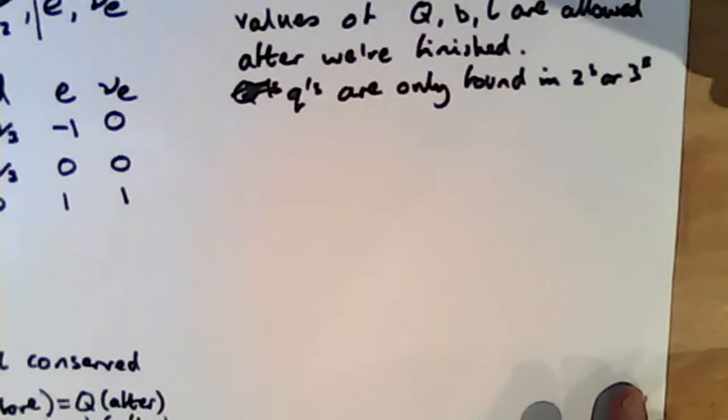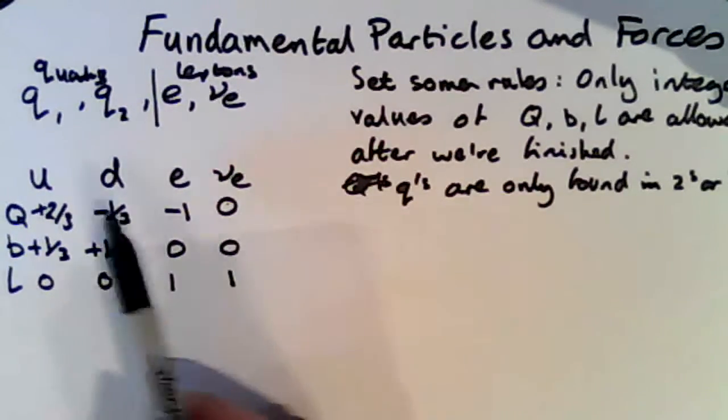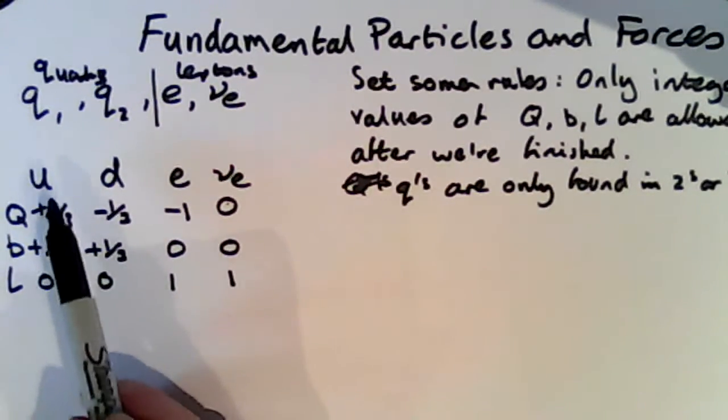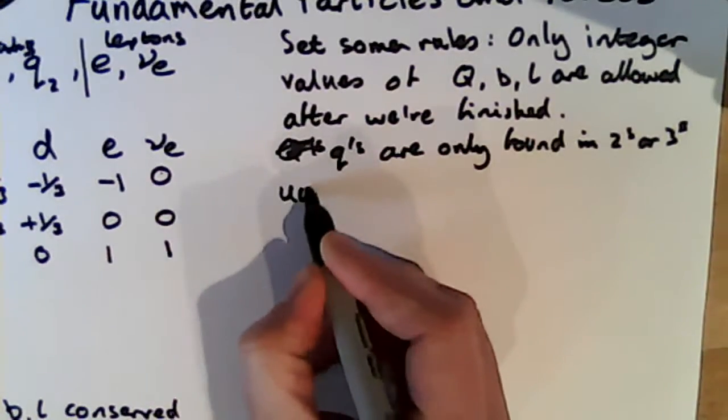So with these rules in mind, let's consider putting together a particle. Well, shall we start top left, an up quark, U for up. What happens if I have 3 up quarks?